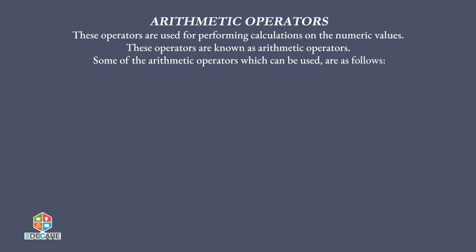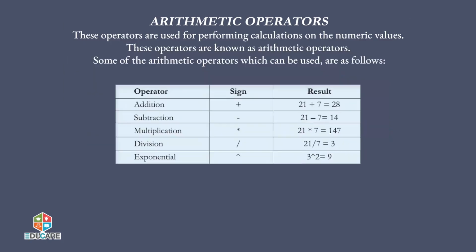14. Multiplication, asterisk, 21 asterisk 7 equal to 147. Division, slash, 21 slash 7 equal to 3. Exponential, caret, 3 caret 2 equal to 9.